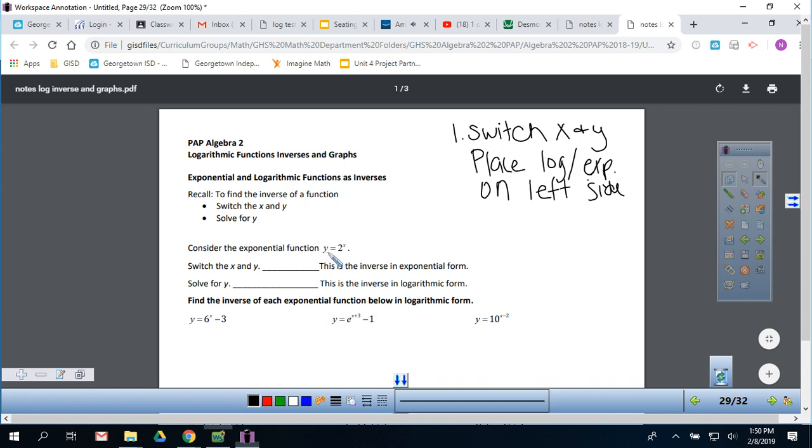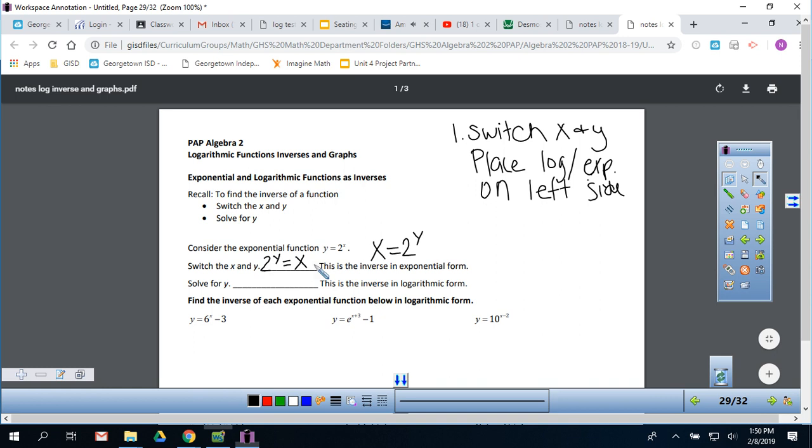So here we have y equals 2 to the x. When we flip the x and y, that gives us x equals 2^y. We all agree with that? I want to put my 2^y on the left side so that it equals x, so I put my y in the exponent. So the log or the exponent always goes on the left side, no matter what. You want your log or your exponent always on the left side.